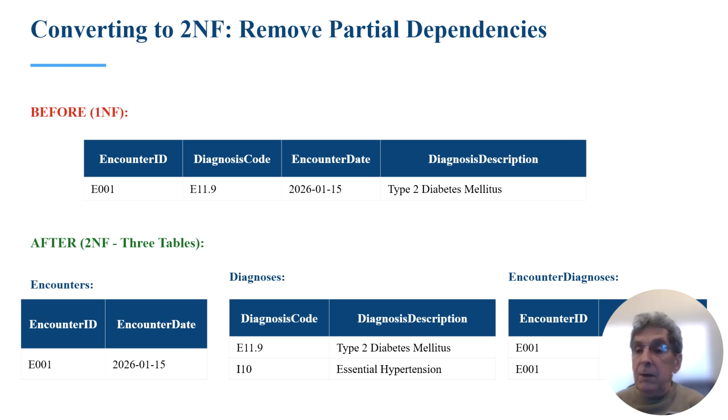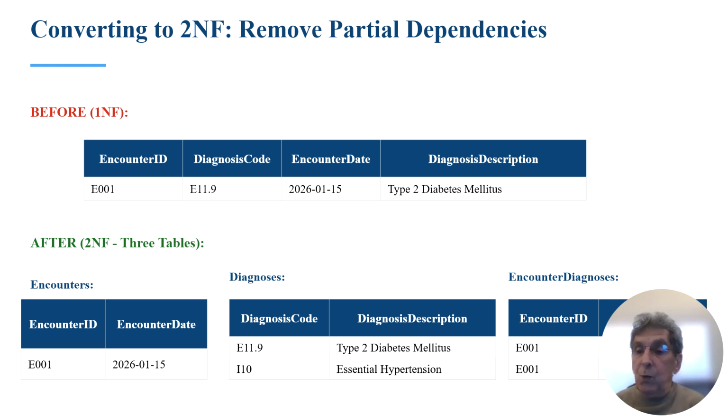The encounter diagnosis table is a junction table with a composite primary key, composed of the encounter ID and diagnosis code. It has no non-key attributes. It simply records which diagnoses occurred at which encounters. This is a classic many-to-many relationship implementation. One encounter can have multiple diagnoses. One diagnosis can appear in multiple encounters. The junction table captures these associations.